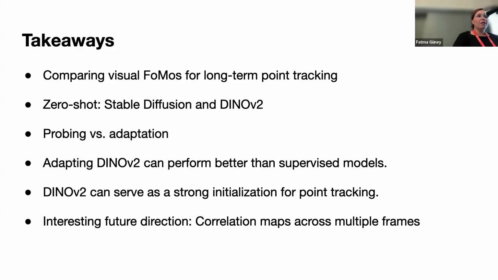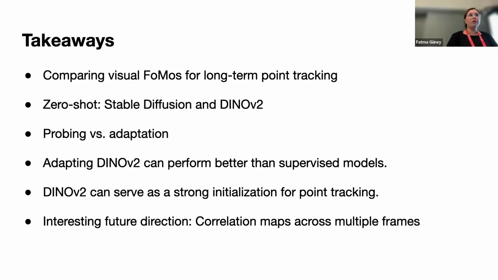And one lesson maybe from this little workshop paper that we also used in the follow-up work is that these backbones, like Dino V2, can serve as a strong initialization for point tracking because they have this correspondence ability for long-term point tracking. One interesting future direction we wanted to explore for a while now is to use correlation maps across multiple frames. Okay, this concludes the first part.